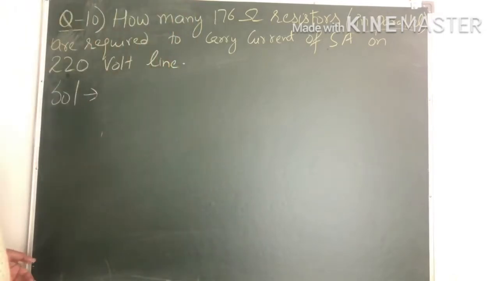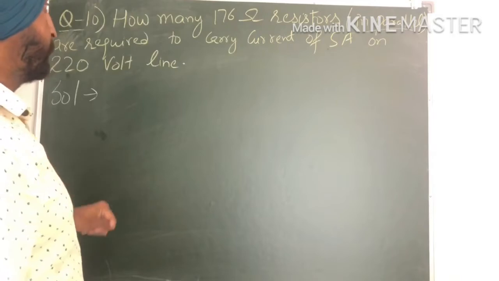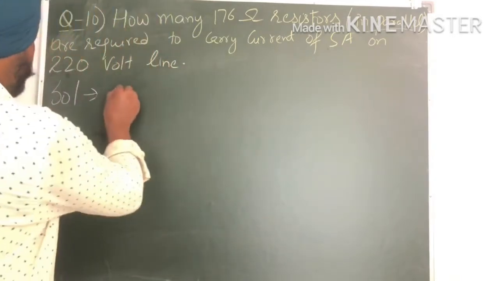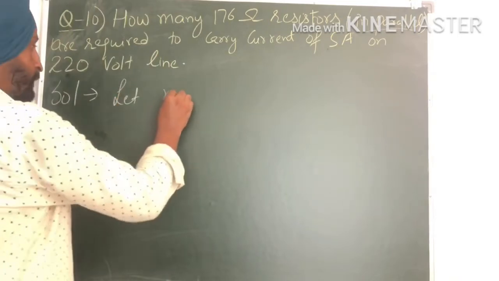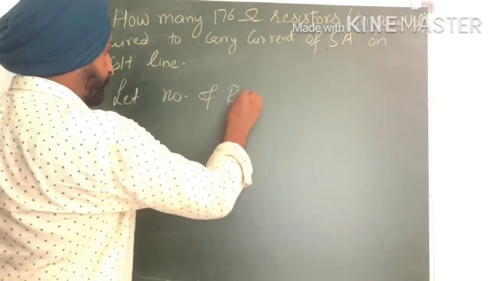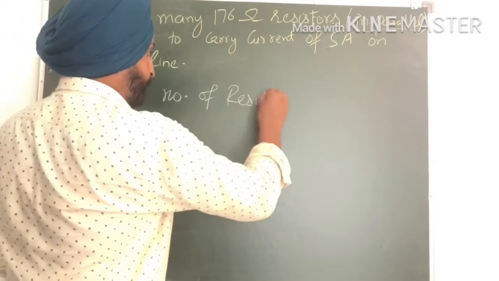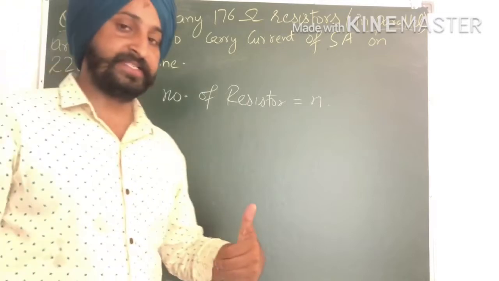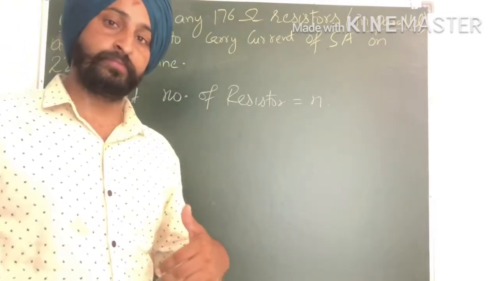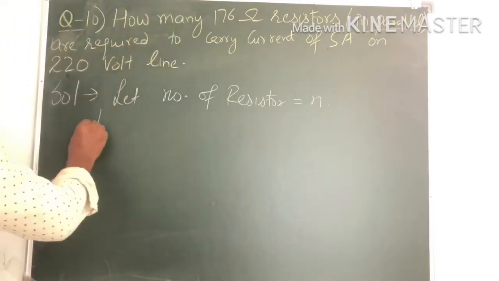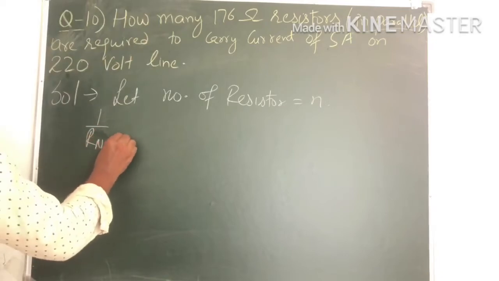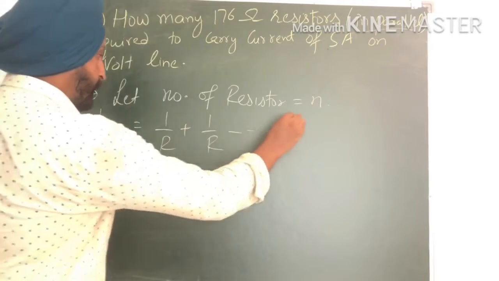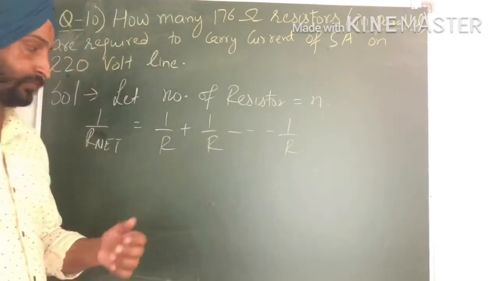So we will suppose that the number of resistors is n. Now when we are connecting these n resistors in parallel, what would be the net resistance? The net resistance would be given in terms of the resistance of the first, the resistance of the second, up to the resistance of the nth.